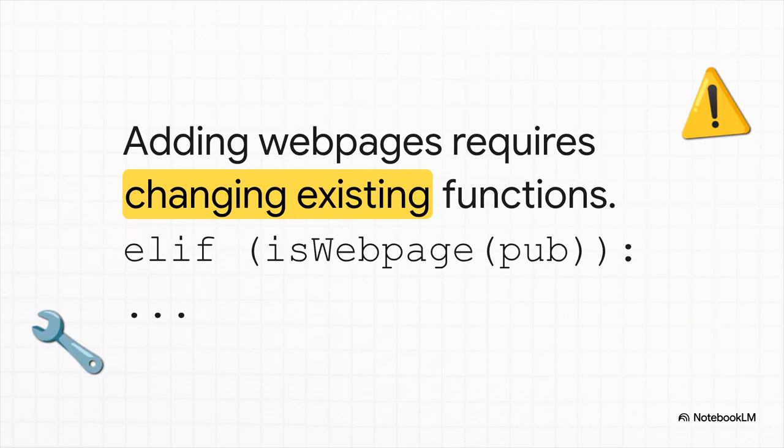And see, here's the real problem. To add support for web pages, our new noun, we have to go back and crack open our existing cite APA function, a function that was working perfectly fine, by the way, and now we have to bolt on more logic to it.